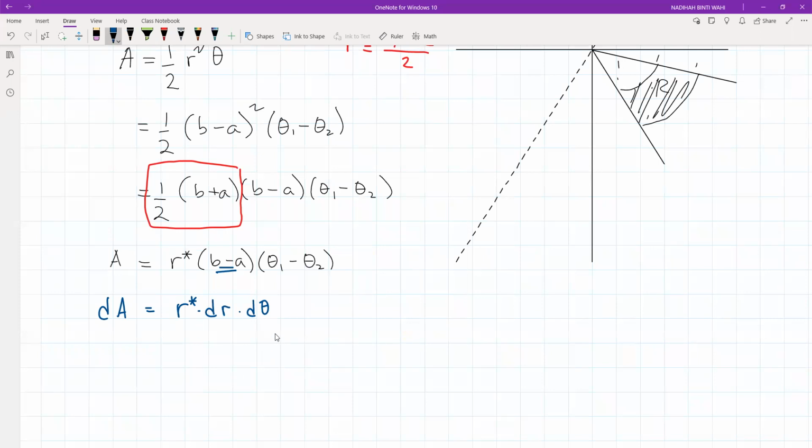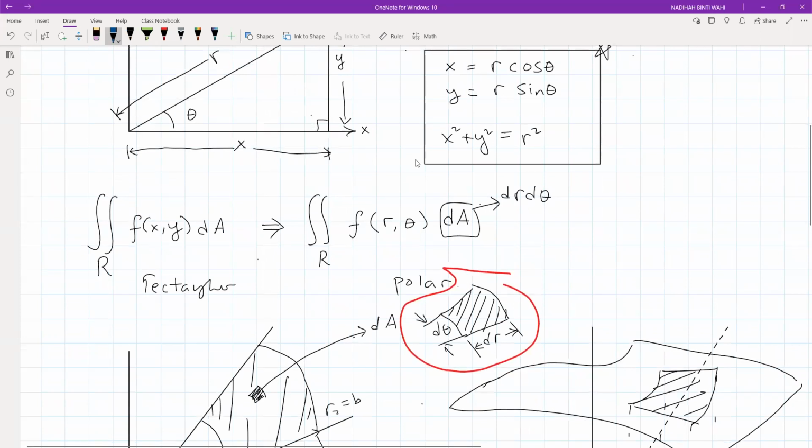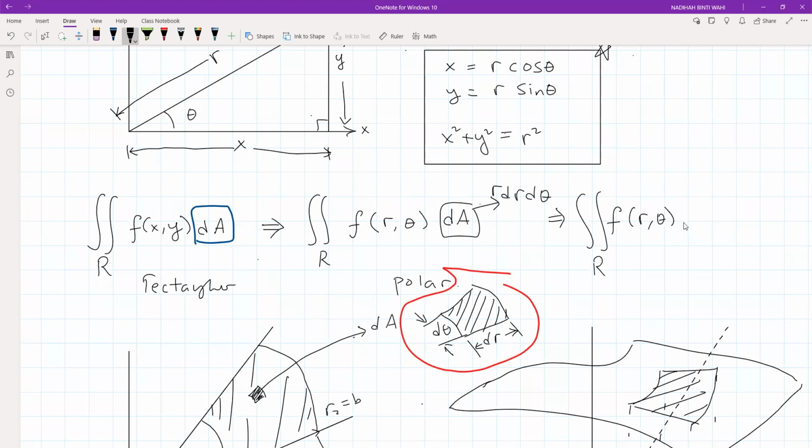R star times dr d theta. Okay, so kita dah dapat yang bahagian yang kat sini. So we already get this part. So dA in this case adalah r dr d theta. So saya nak tuliskan balik dia sebagai double integration over region R, f(r, theta), r dr d theta.